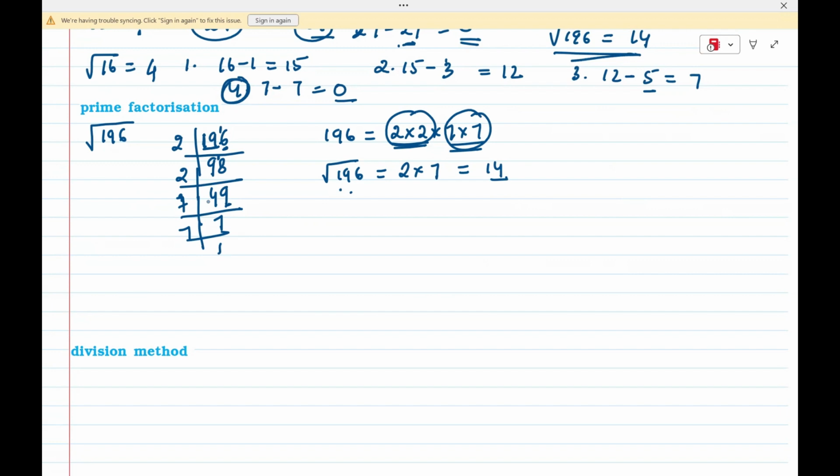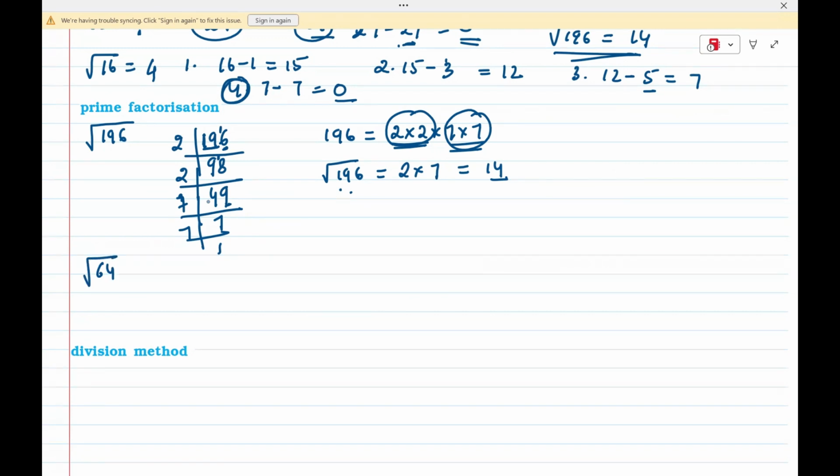What was that method? You can comment to me in the comment box. It is just a quick revision. Okay. We can take one more number of your choice. Like we can take 64. How to find the square root of 64?